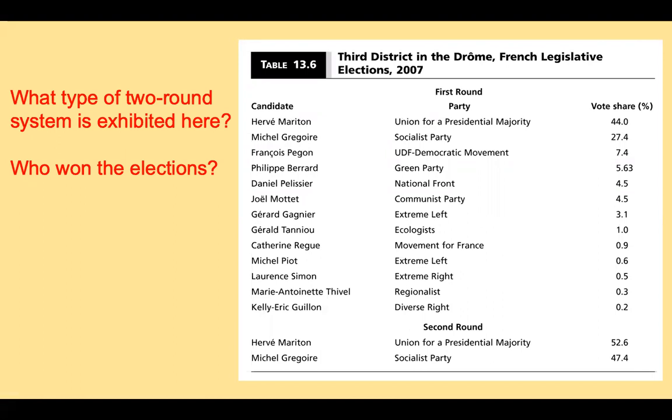So Mariton won the election. But notice that Gregoire, the other candidate in the second round, obviously comes in with a larger share of the vote than they did in the first round. But there's the possibility that Gregoire wins this second round, despite not winning the first round.